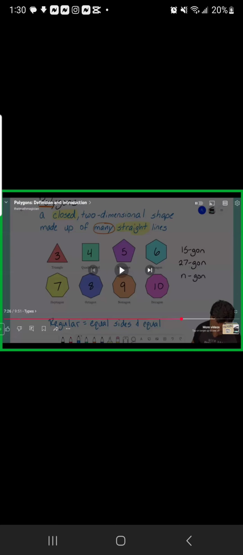If a polygon is regular, it means that all the sides measure the same length and all the angles in that polygon measure the same size. That's a regular polygon.